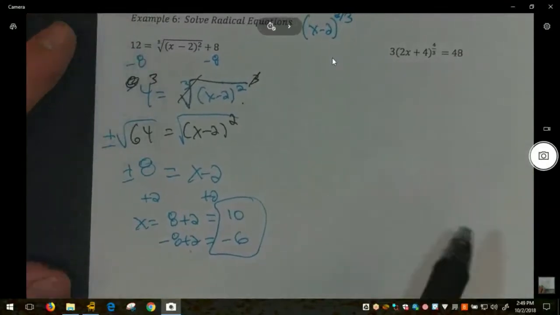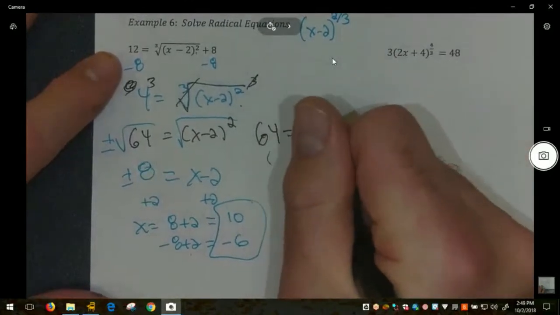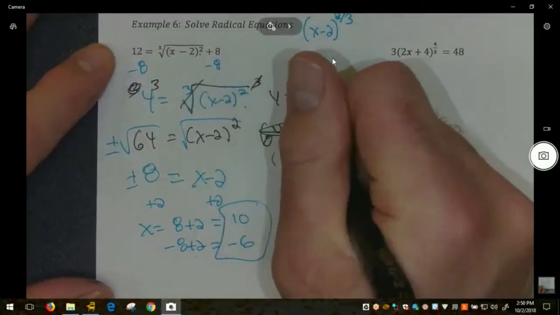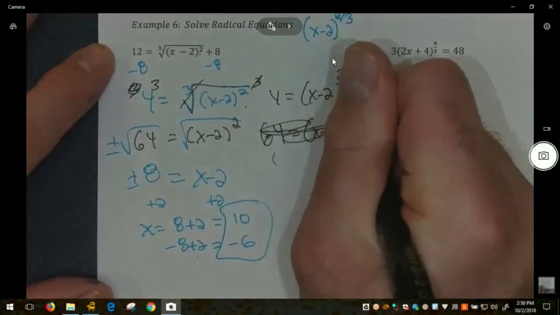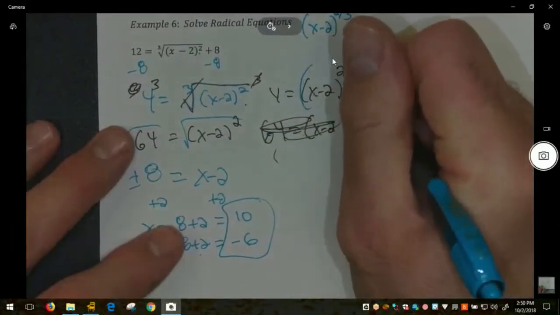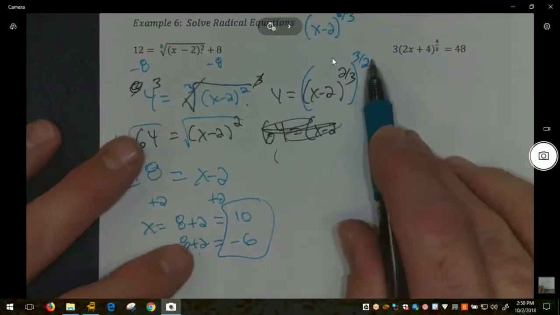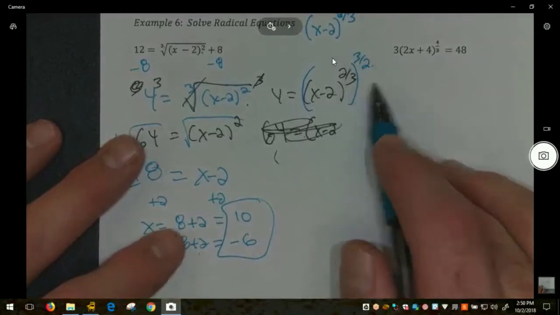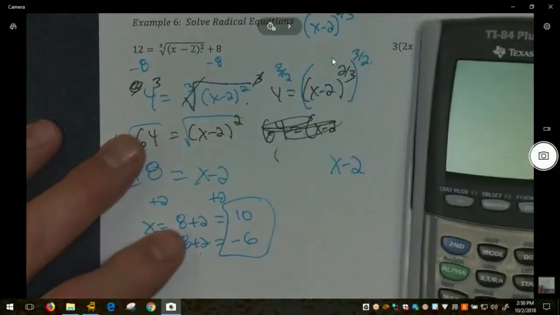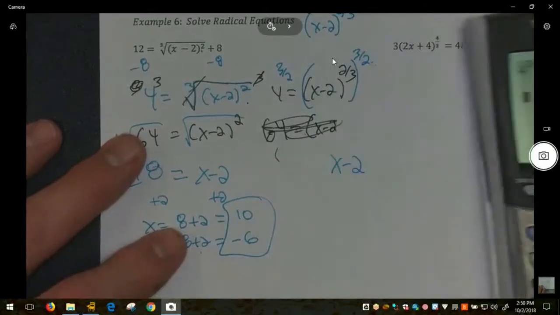I could have also done this problem as this. If I had changed this to exponential form, I would have had x minus 2... Oh, not the cube, sorry. Would have had 4 equals x minus 2 to the 2/3. To get rid of that exponent, I would have had to raise this to the 3/2 power, because when we have a power on top of a power, exponent on top of an exponent, we multiply. This would be 6/6, which is just x minus 2 to the first. So I could do the same thing. 4 to the 3/2 power would also give me 8.